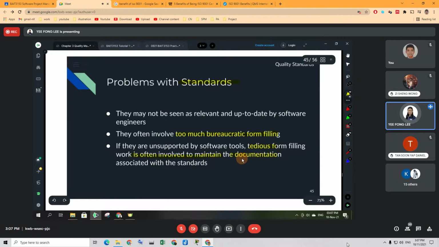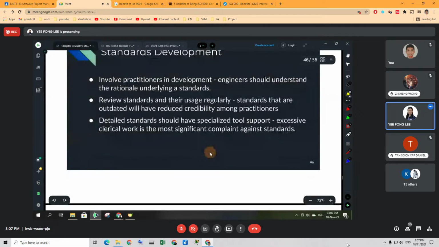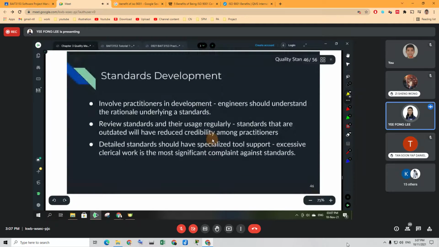So some software engineers might see that the standard is not up to date, just because of this type of tedious work, and nobody wants to be committed to doing this so often. So the quality manager who sets the standard should consider possible actions to convince the engineers of the value of the standard.